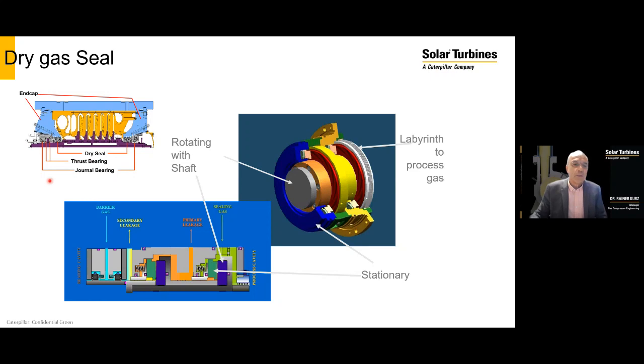So again, you remember one of the earlier slides, we have dry gas seals here and here. So a dry gas seal, as you see here on the right, basically consists of a rotating ring and a stationary ring. And one of the rings has some very small grooves.